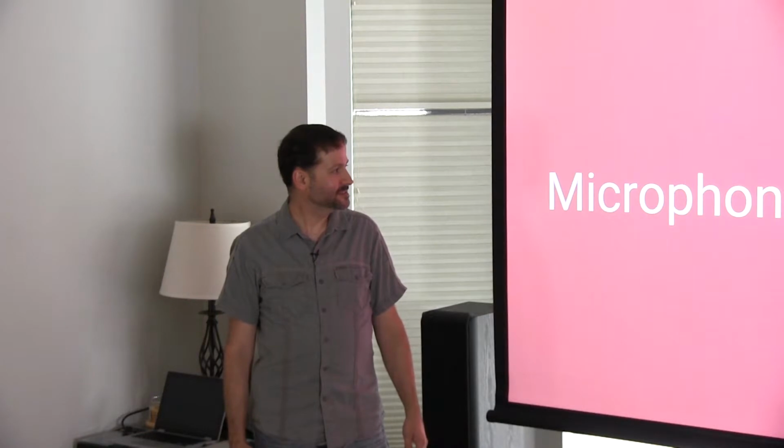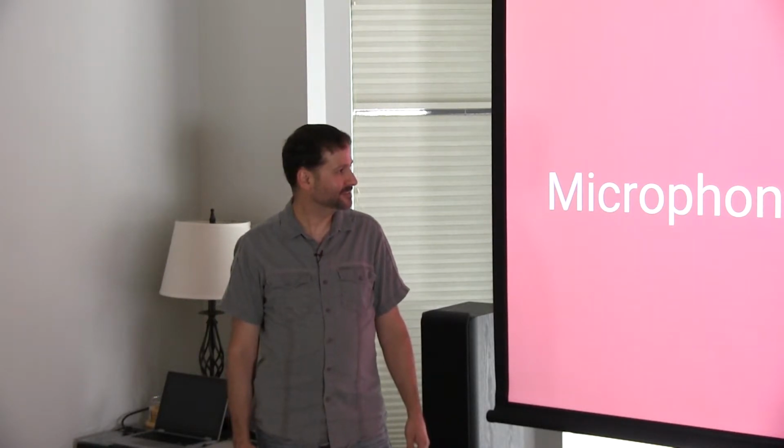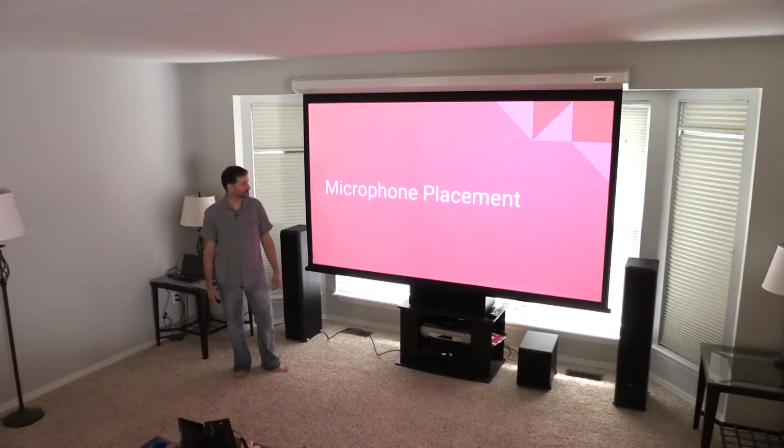All right, so this is the most important part of this session. Actually, it's not so much that you're going to learn a lot that's important, but microphone placement itself is the thing that has the most impact on the audio quality, the sound that you get for film.